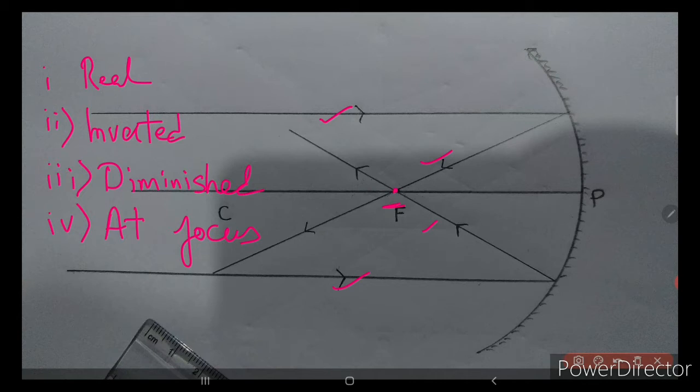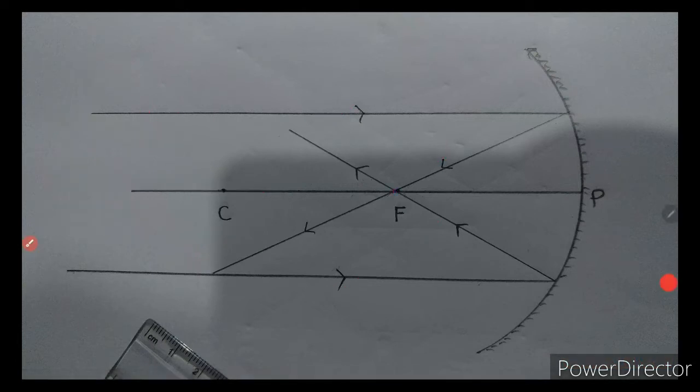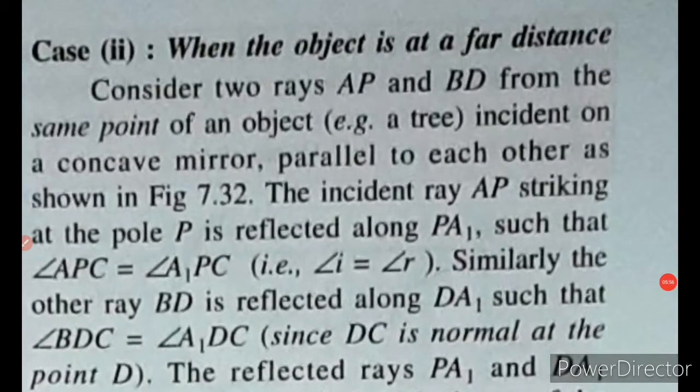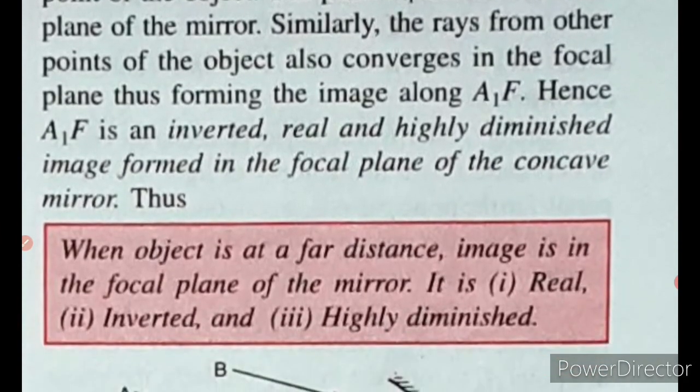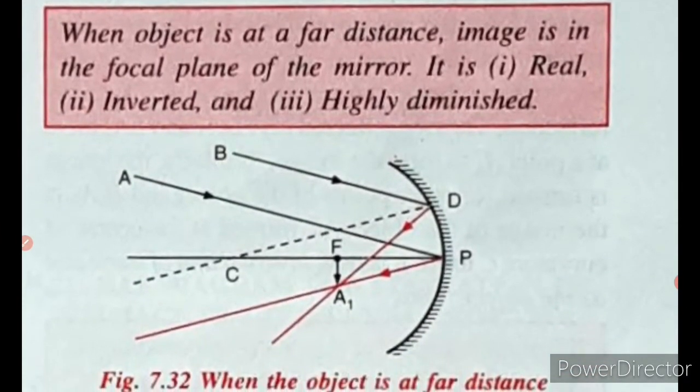So this is all for the first case, for the rays which are parallel to the principal axis, but there might be a case where the rays might not be parallel to the principal axis. Let us see that case as well. Now there is case 2, when the object is at a far distance, not at infinity but at a far distance. So consider 2 rays, here see this part I shall draw and explain. From the far distance also the rays should be parallel to each other. So when the object is at a far distance, the rays need to be parallel to each other like this.